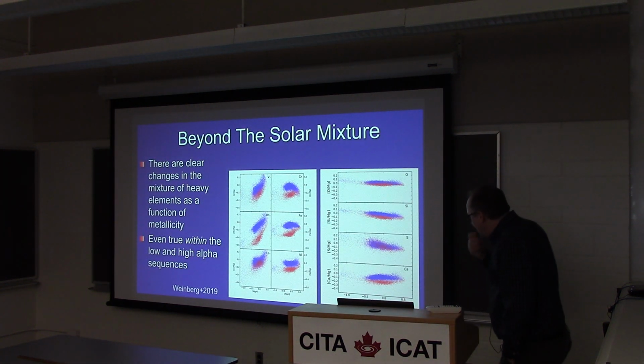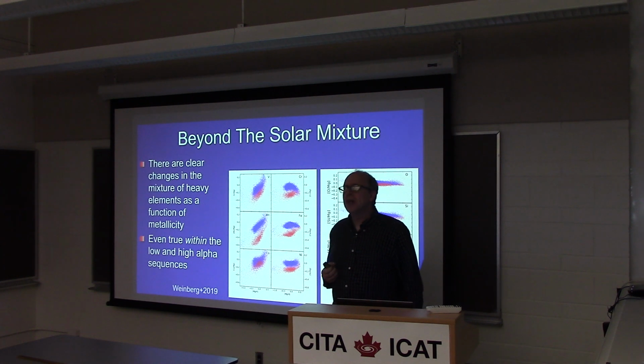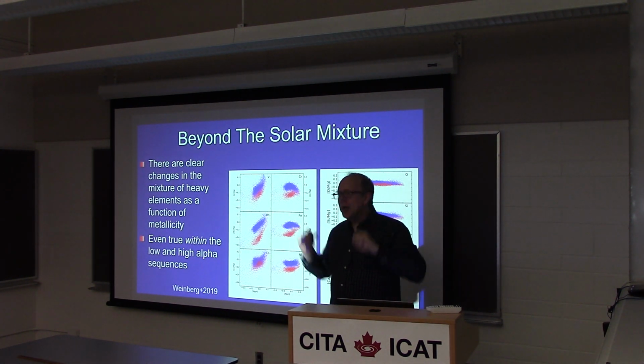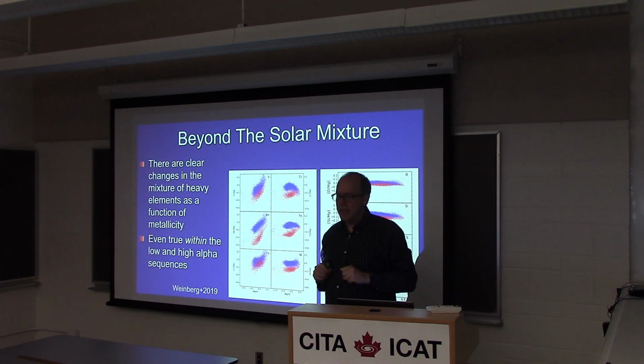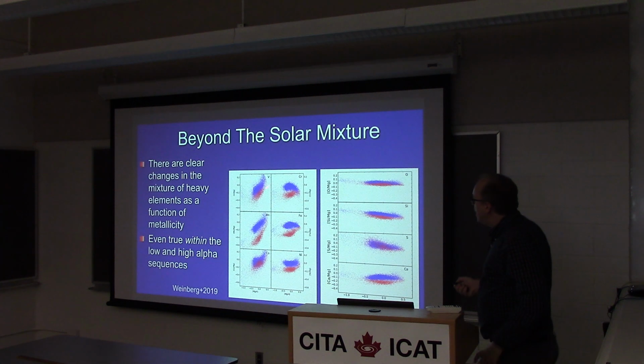If you go beyond this, in a paper that very recently came out by one of my OSU colleagues, Dave Weinberg, and collaborators, it actually turns out that even the assumption of a fixed alpha mixture and a fixed iron group mixture dissolves in detail. Okay? So in other words, what you see here is that the blue and the red correspond to the alpha rich and poor sequences.